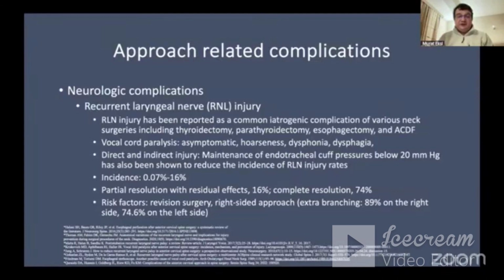It has been reported that maintenance of endotracheal cuff pressure below 20 mm mercury has been shown to reduce the incidence of recurrent laryngeal nerve injury. This incidence has been reported up to 16% in some case series. Some patients have partial resolution, but most of them can resolve completely.